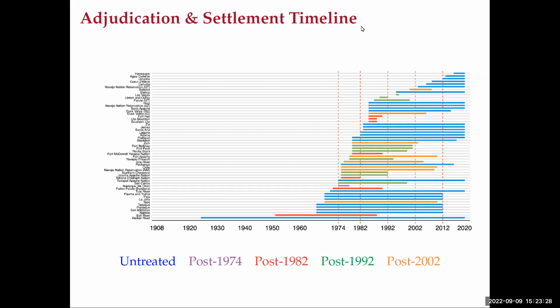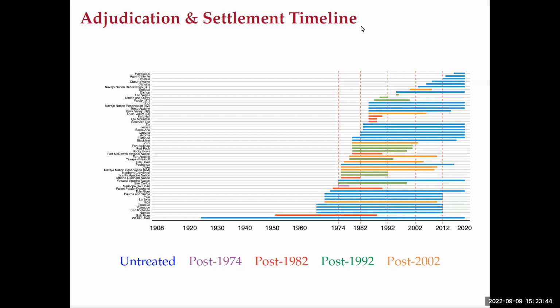And then the end of the bars are when they settled, and then you can see we've sort of color coded them. So the blue is they haven't been treated with settlement yet because they're still ongoing. Some have recently started ongoing, right? But some have been around for a while.